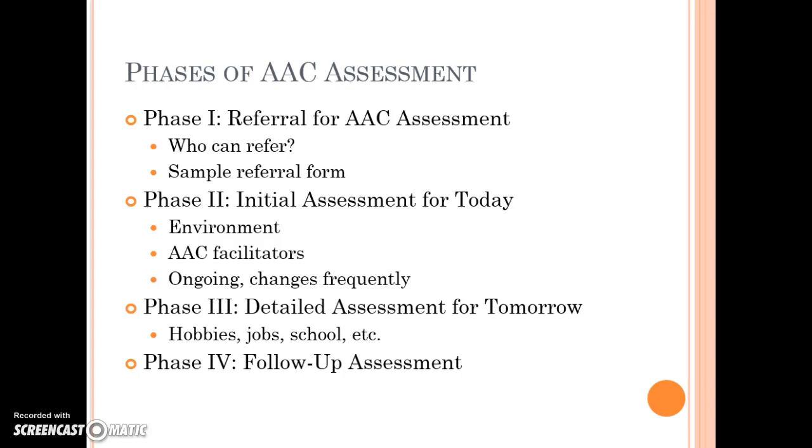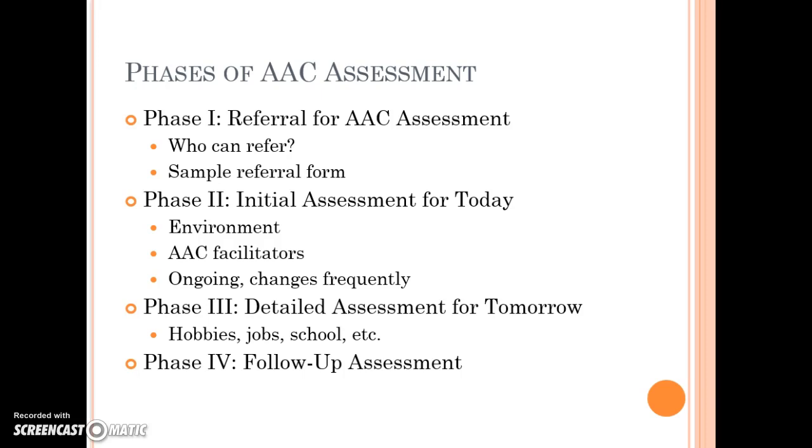There are various different referral forms that can be used. You can go to the SWAC website, which is www.swaac.org. Under the assessment tab, there are a whole bunch of different referral forms that you can check out there. Phase 2 is the initial assessment for today. So you want to be considering what does the person need to be able to communicate and meet their needs today.